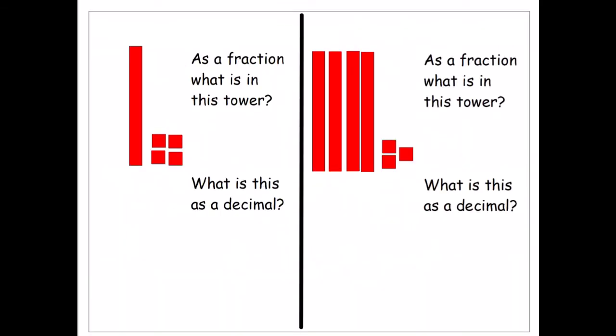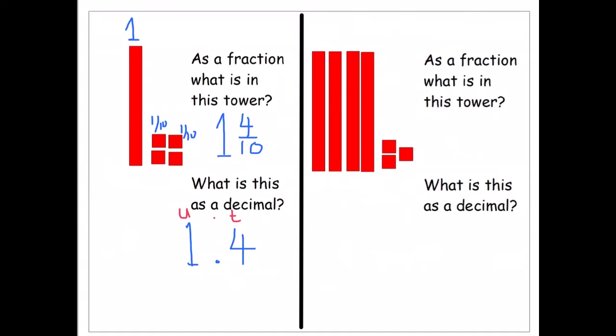As a fraction, what is in this tower? Well, I've got 1/1. And each of these are 1/10 because 10 of them would make up a whole one. So as a fraction, I have 1/1 and I've got 4/10. As a decimal, that would be 1.4. My units and my tenths, 1.4.